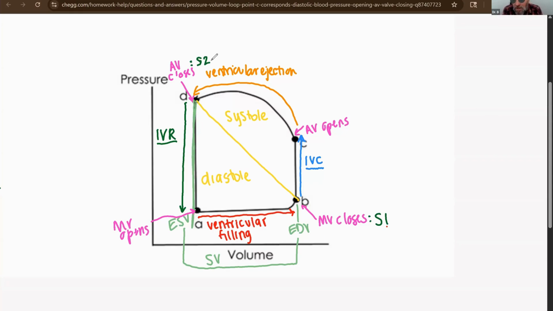One thing we forgot to note, and thank you for drawing that up there, is that S2 happens at point D. That's S2, and S2 is a sound that we hear as a result. What valve are we closing right there? Well, we're closing the aortic valve, so it's the semilunar valve, right?